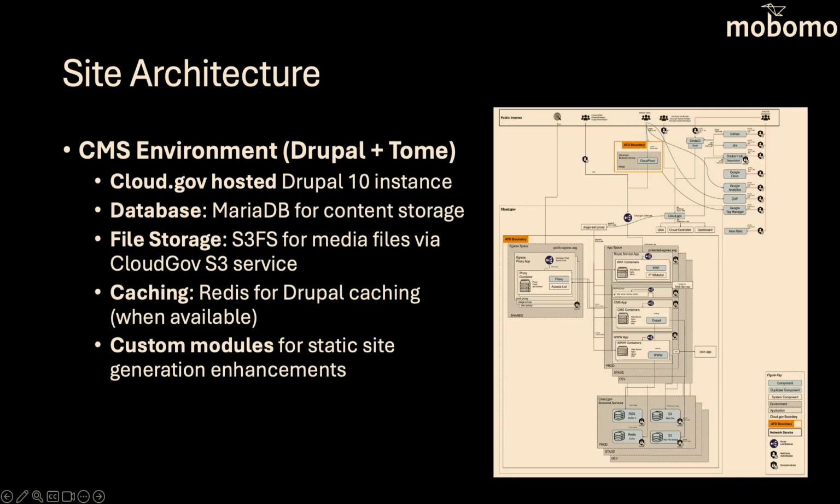So this is a very redacted version of our site architecture. We're standard cloud.gov, Drupal 10 instance, MariaDB for content storage, S3FS, using S3, Redis, all the standard stuff. If you want to take a picture, you're welcome to. I have made sure that nothing proprietary is available, so feel free. And then we're using a bunch of custom modules, which is what we're going to get into when we talk about problems for static site generation enhancements.